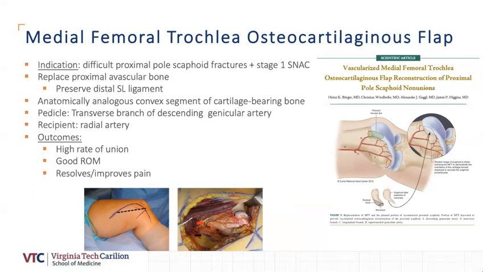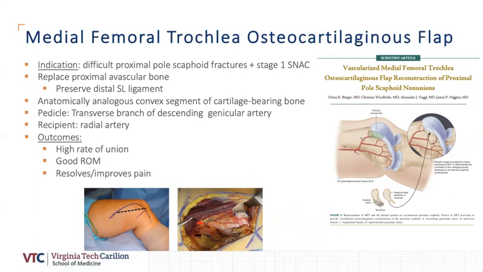So you don't want to have a lot of arthritic changes, because we are not treating those arthritic changes. We are just getting rid of that devascularized proximal segment. And you're able to do this because you're just replacing that proximal pole and you're preserving the distal SL ligament, which is why you don't get instability of the wrist after doing this.